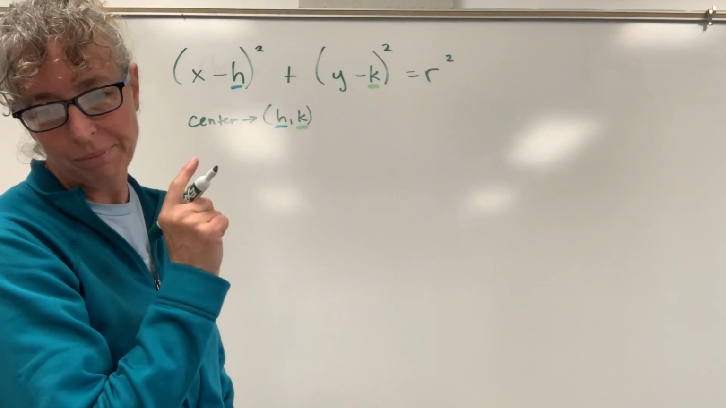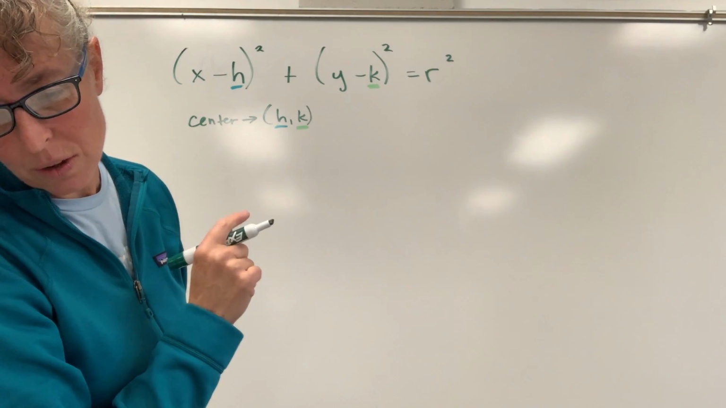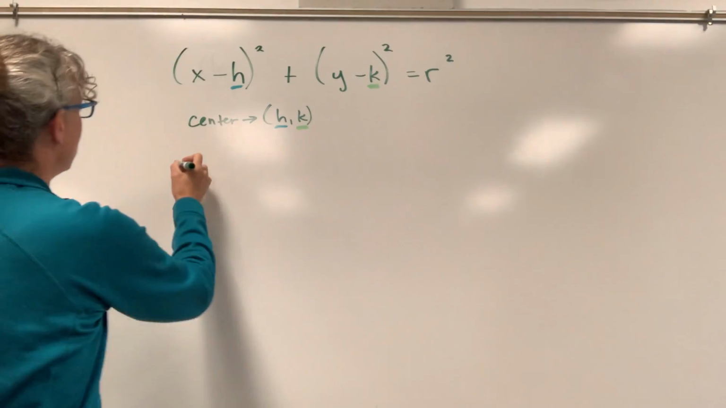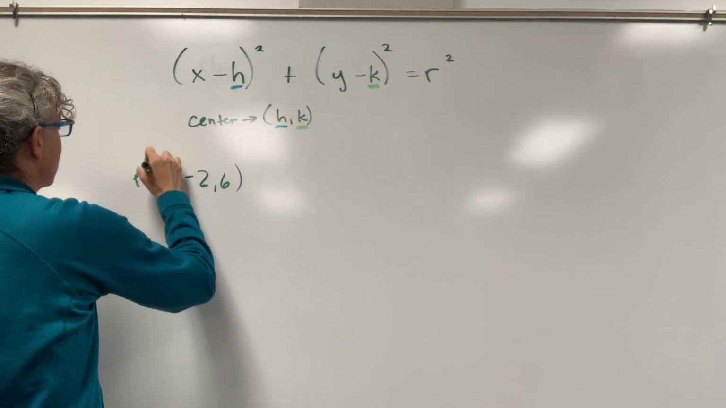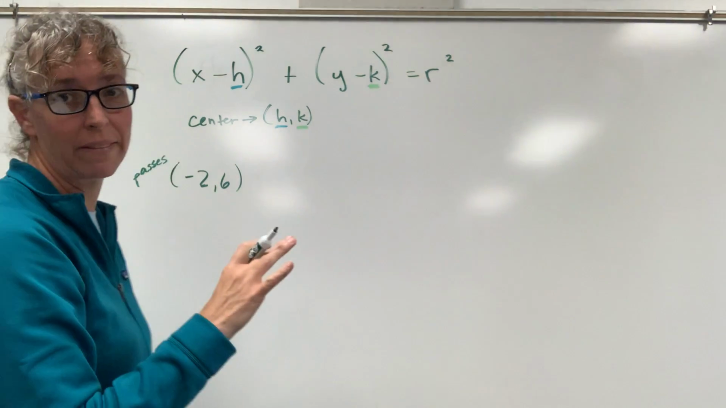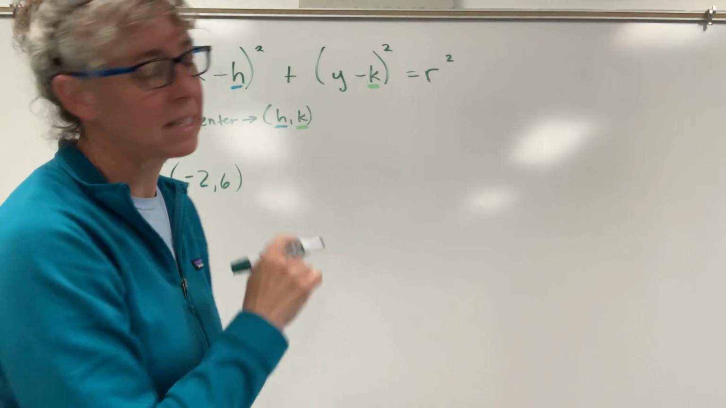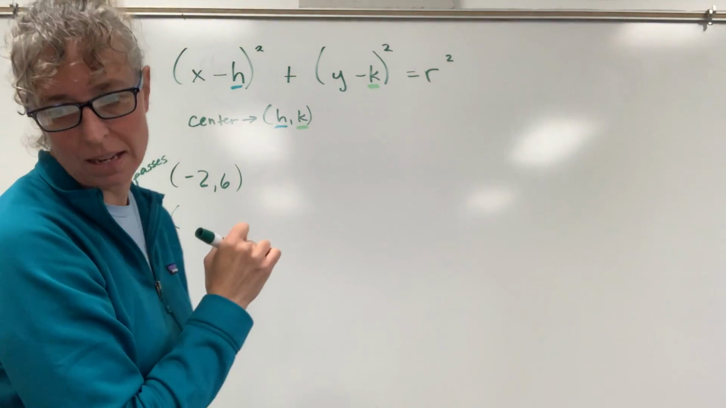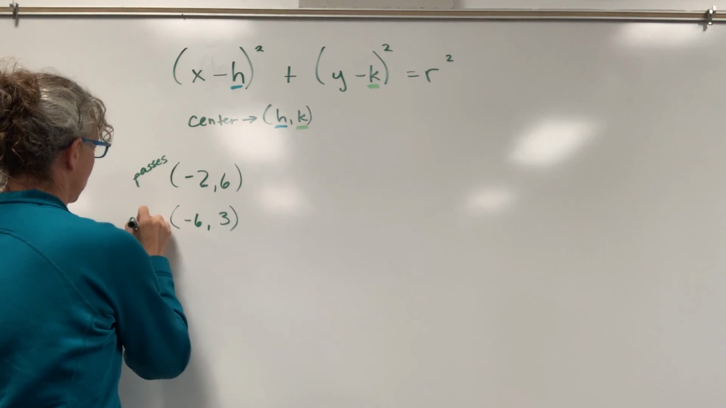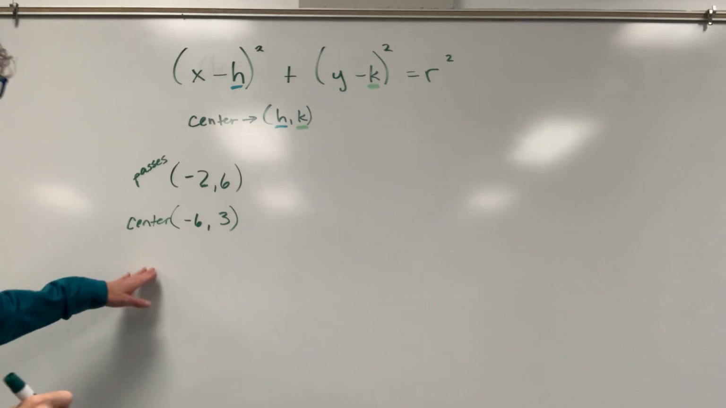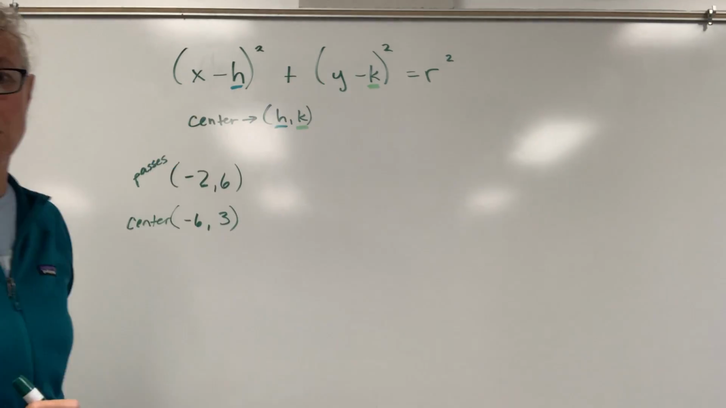So example 1b. We know the circle passes through (-2, 6). It's not the center, okay? This is not the center. It passes through this one. It's not the center, okay? And the center is at (-6, 3). That's the center. So normally we use the center and the radius to do our equation, right?